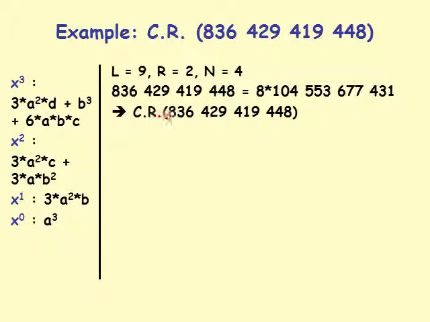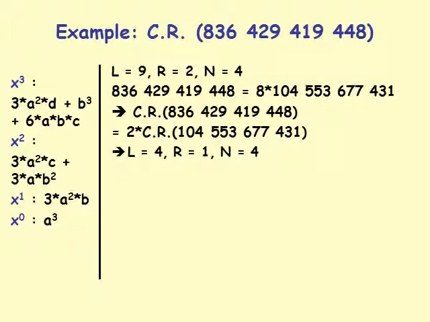So the cube root of the given number 8368429419448 is 2 times the cube root of 1045553677. That's 2 times the cube root of 104553677. Let's continue here. So the left digit from here is a 4.